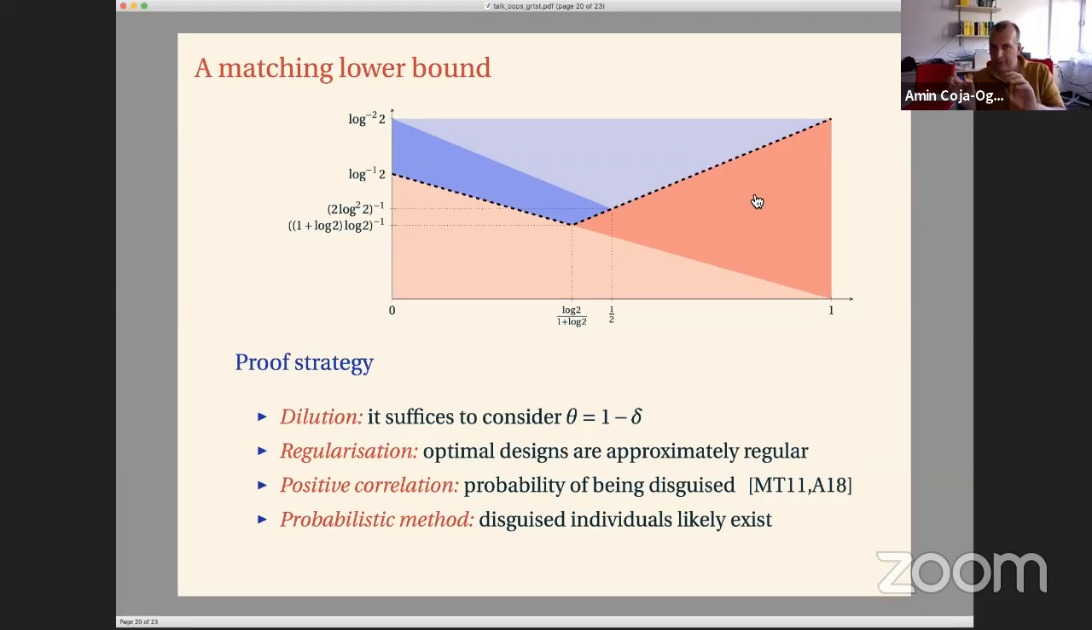And so it is simply not possible for you to correctly diagnose these infected individuals. And what we can show using the probabilistic method is that in fact, there's quite a few such disguised individuals, enough that there's both healthy and infected disguised individuals.